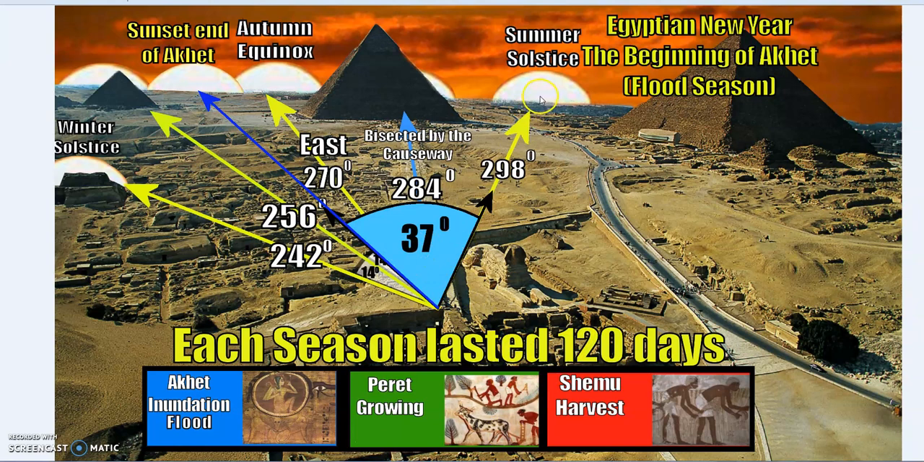So from the new year, the sun will move 37 degrees, give or take a fraction of a degree, because it's not uniform; it speeds up and then slows down. But 37 degrees plus or minus a fraction of a degree would be 120 days from the summer solstice to the end of the flood season.